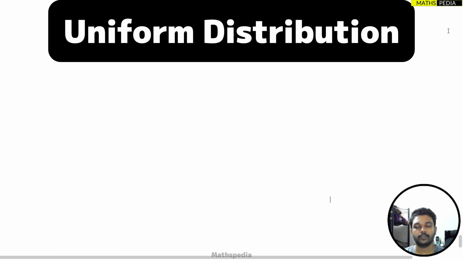So again, we are going to see one distribution. We have already studied the Poisson distribution. So here we are having the uniform distribution. As the name suggests itself, it's based on the interval we are going to study.